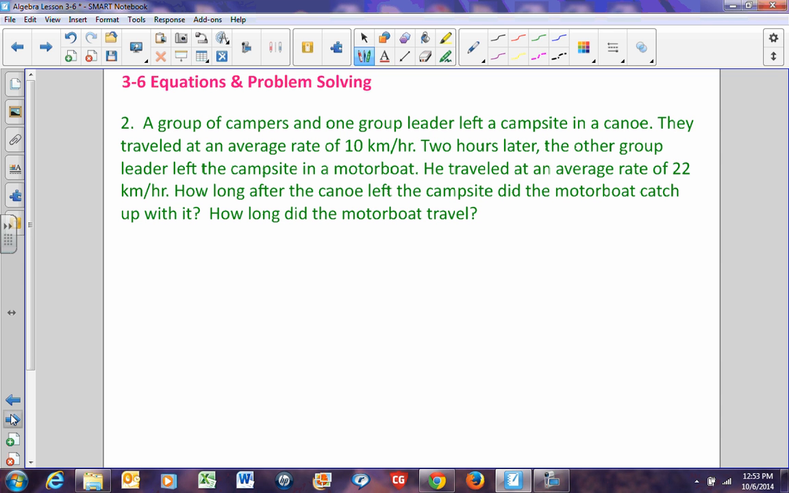So we need to make a distance, rate, time chart. We have people leaving in a canoe. And we have people leaving in a motorboat.